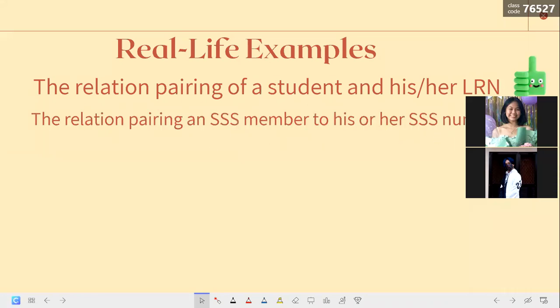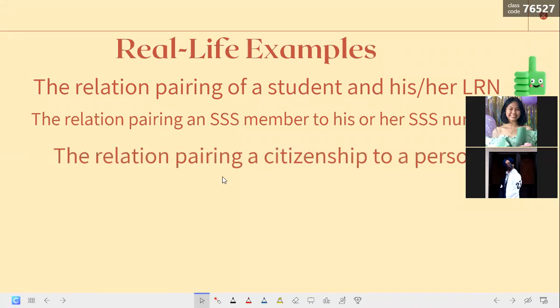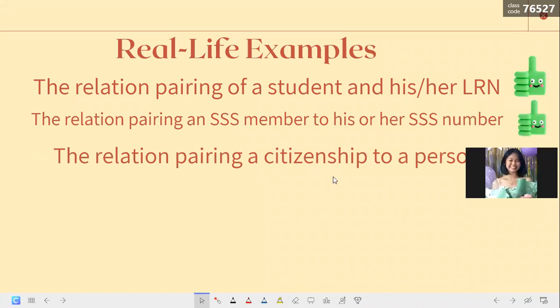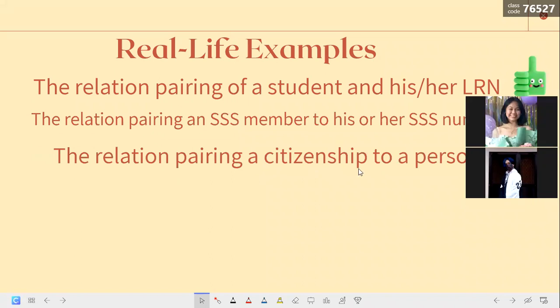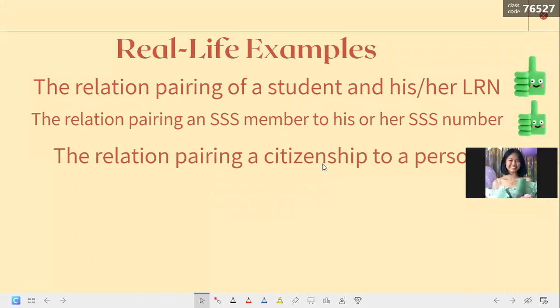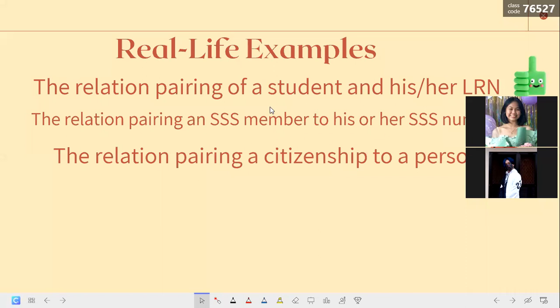The relation pairing of an SSS member. So it's the same case with our first example. It is a one-to-one function pa rin. Hindi pwede mag-double to a person. BJ again. Thumbs up or down, anak? BJ. Ma'am, thumbs up. Drew. Ay, kapapasok pa lang pala ni Drew. Okay, so this is not, yes, thumbs down. Yan. Why? Kasi di ba may mga Filipinos na nagkakaroon sila ng dual citizenship? Yung mga pinanganak halimbawa sa abroad, di ba? Nagdadalwa sila ng citizenship. So it's not a one-to-one function.